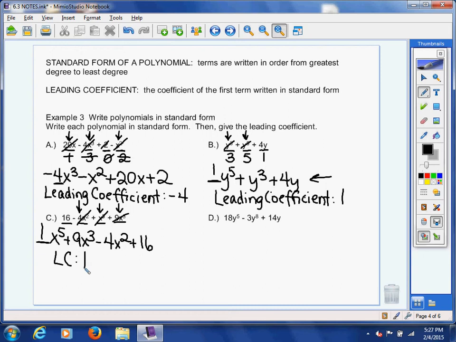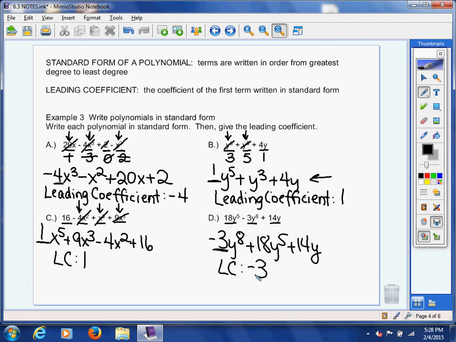All right, let's look at letter D. Last but not least, here are our 3 terms. Which one of those terms has the biggest exponent? You are correct if you said the negative 3y to the 8th. What comes next? Yep, 18y to the 5th. And that means 14y must be last. So we just wrote that in standard form. It's in descending order, greatest degree on down to the least degree. Great job. What's your leading coefficient? Look at the number in front of your very first term. That's your leading coefficient, which is negative 3.